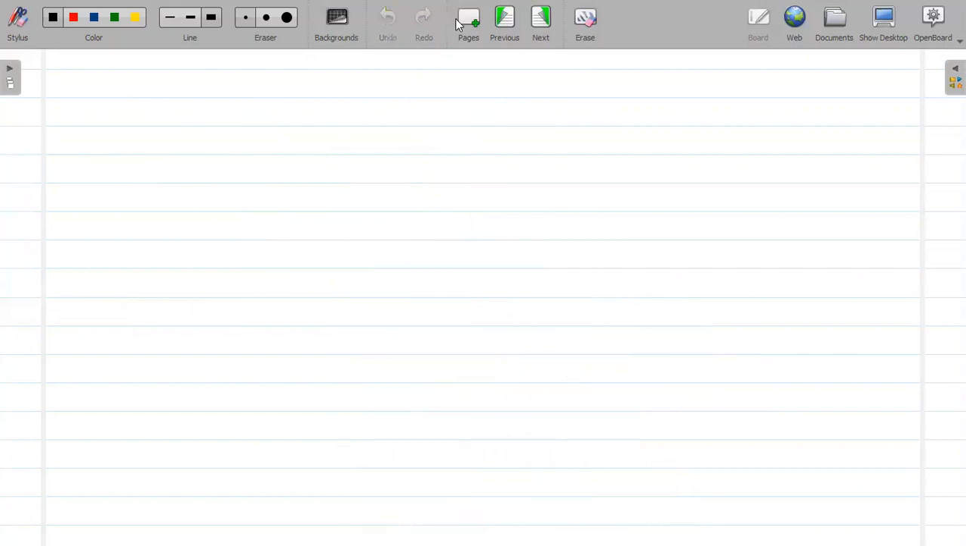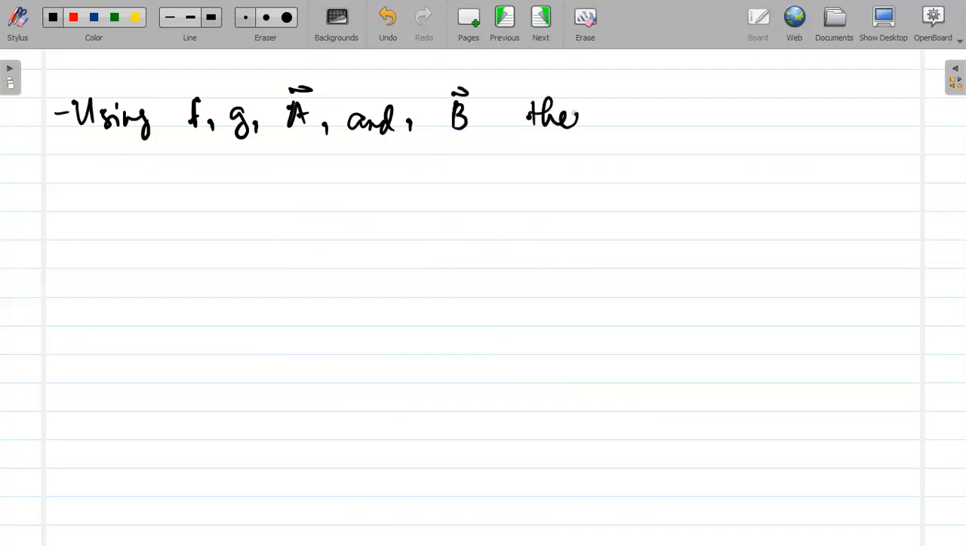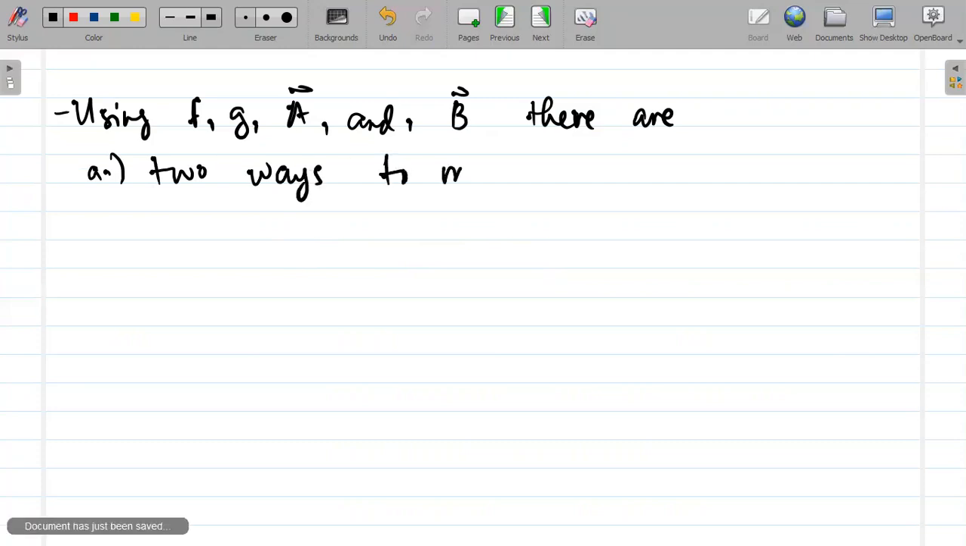Now, ito yung medyo mahirap na part. Now, using F, G, A, and B, we have, so there are, letter A, two ways to make a scalar. So class, ano yung ways para makagawa tayo ng scalar using F, G, A, and B? So sabihin ko yung una, 1, FG. Ayan. So, scalar yan, di ba?